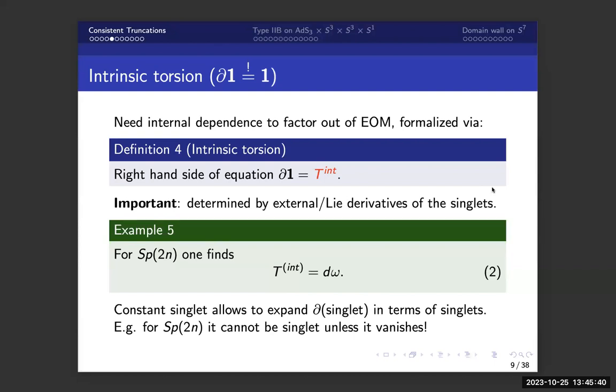So, for example, going back to the symplectic case, in the symplectic case, the intrinsic torsion is exactly just the external derivative of the two-form. So, in general, demanding that this thing is constant and singlet is very restrictive. And in particular, it's not obvious that you can do it. So, for instance, in this case, this is quite simple, but the symplectic group has no singlets in the three-form representation, and therefore the only way this can be a constant or a singlet is if it's zero.